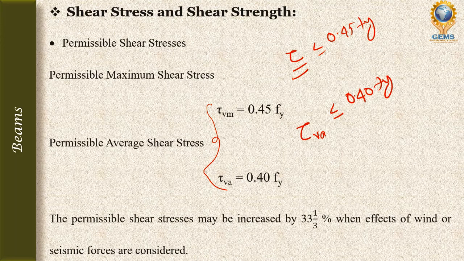Suppose in the beam there is an effect of wind or seismic forces acting on that beam, then we have to increase the permissible stresses by 33 1/3 percent. So these stresses will be increased. Tau v m is increased by 33% of 0.45 Fy because of wind load or seismic load. Same for the average shear stress if you are considering the wind or seismic forces. So this is the shear force.